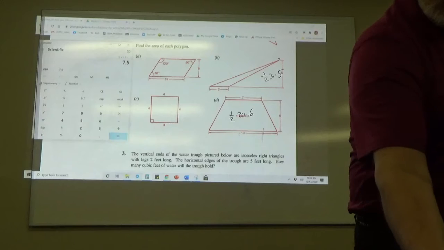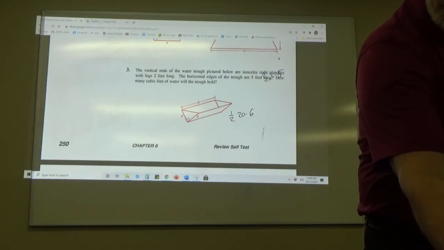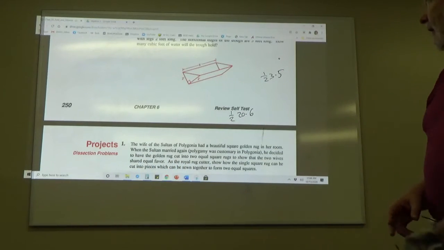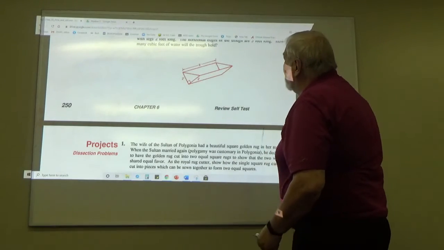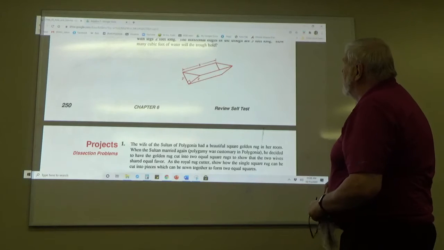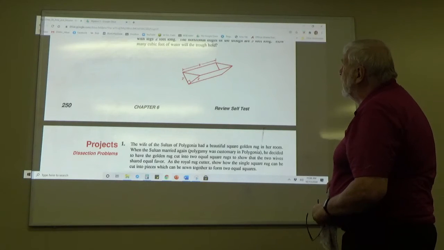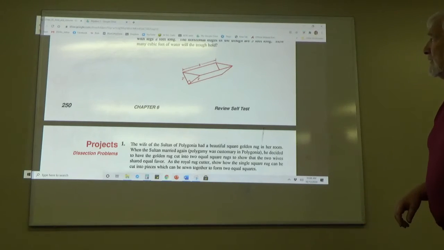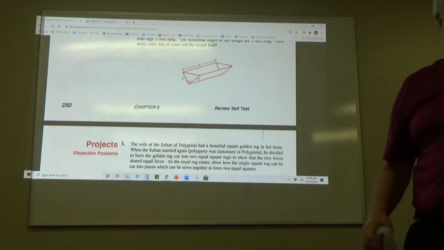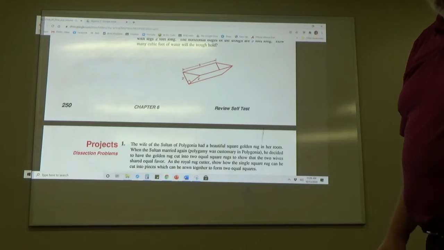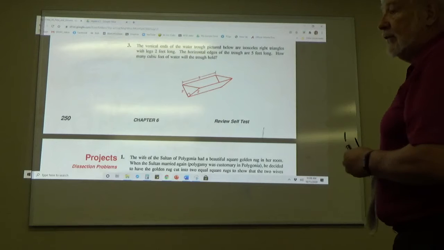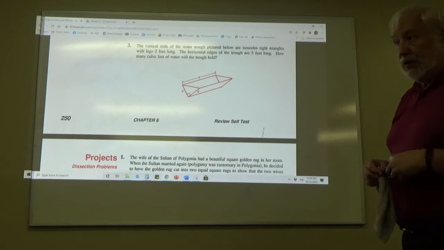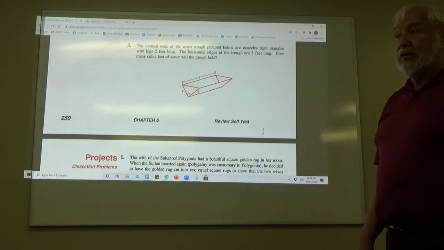All right, let's see if I can do this. Okay, now we got a fun one. Okay, so all right, they gave us the dimensions. It says how many cubic feet of water is in that trough? Okay, so if it's asking for cubic feet of water, what is it asking for? Surface area or volume? Volume. Volume, okay. So how do we find volume?